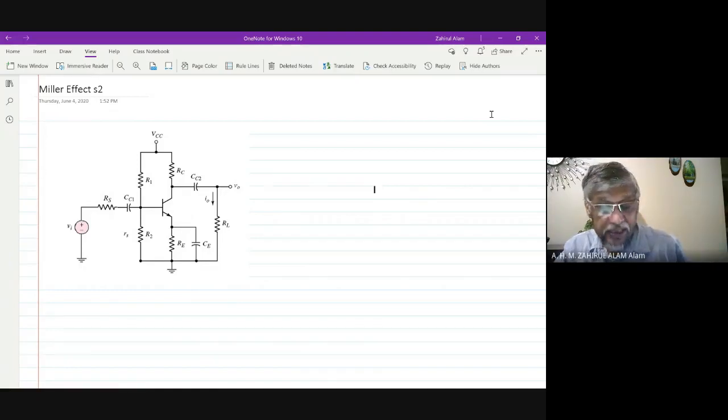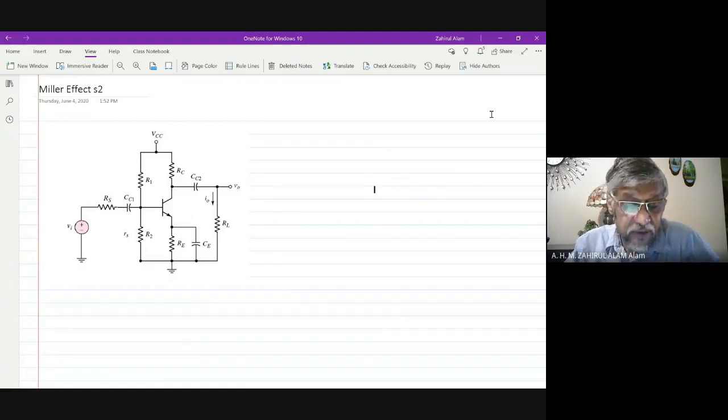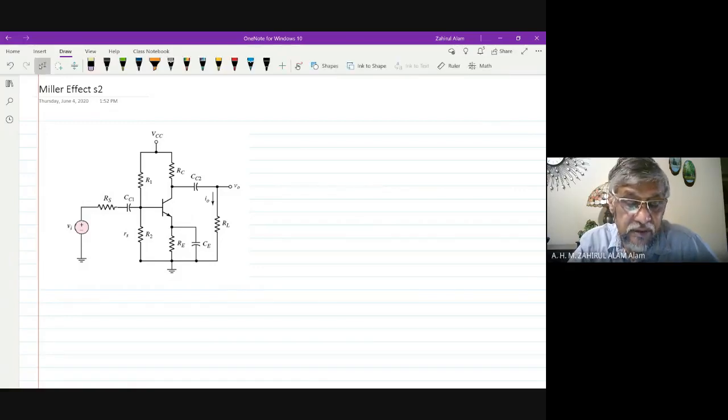So this is one common emitter amplifier circuit. Miller effect only happens at very high frequency. This is due to the formation of a capacitance between the base input and the output terminal.